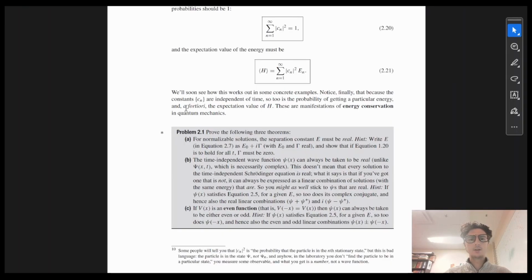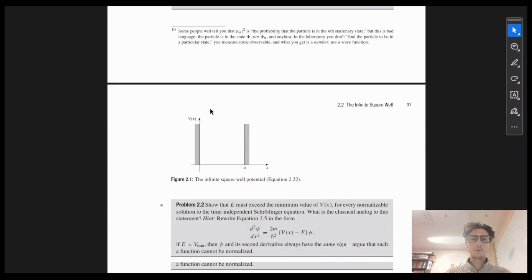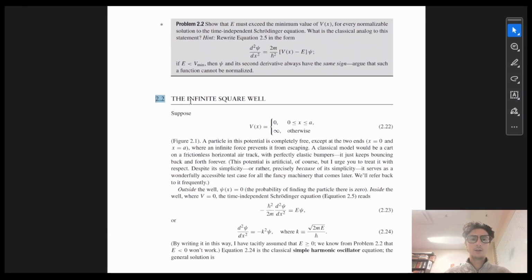Notice finally that because the constants Cn are independent of time, so too is the probability of getting a particular energy, and a fortiori, the expectation value of H. These are manifestations of energy conservation in quantum mechanics. Then we have a problem, another problem, and the infinite square well.